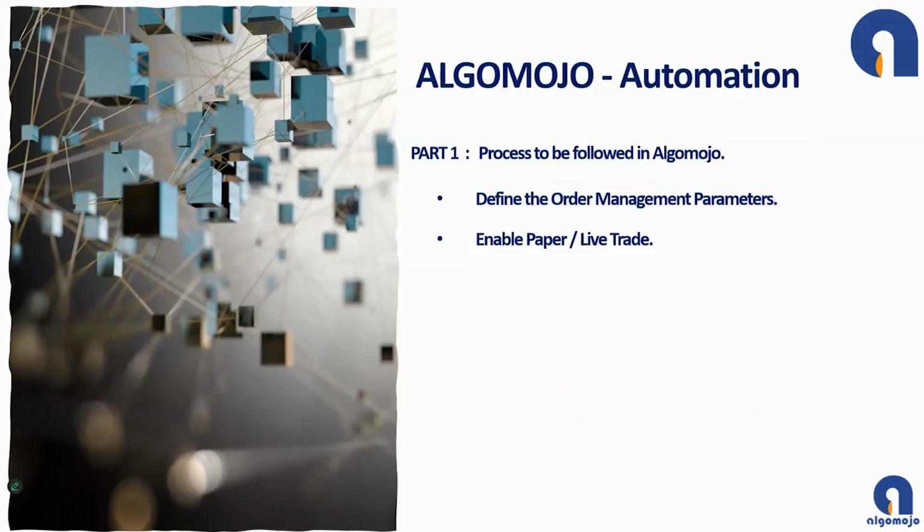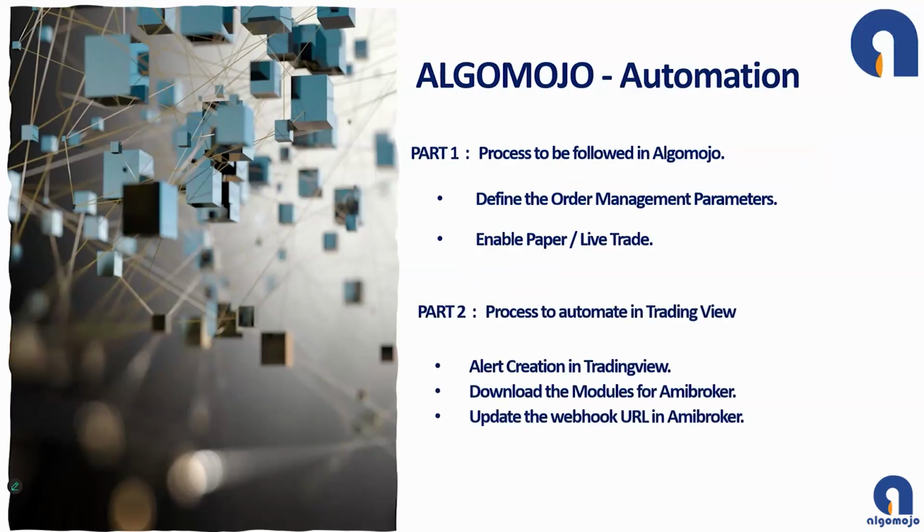Now, the automation process happens in two steps. The first step is how we define in the platform what we want to trade, and the second step is to do the process in your charting tool. It could be TradingView or Amibroker. So we will look at the platform first and then get into how to do the setup. Any queries? Kindly use the Q&A box to type out your queries.